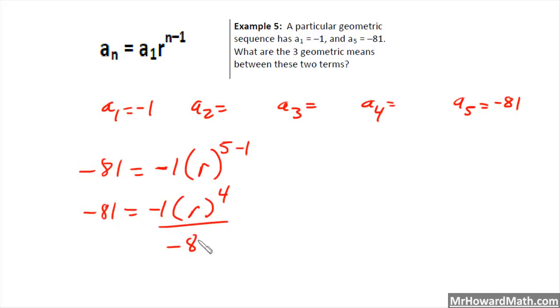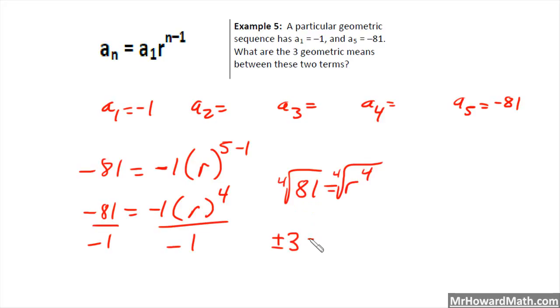So divide by negative 1, and we get 81 is equal to r to the fourth. So we take the fourth root of both sides, and the fourth root of 81 happens to be 3. Whenever you take an even root in your algebraic process, you have to include the plus or minus. So our common ratio is both positive and negative 3. So we're going to have multiple sets of answers here. So I'm going to make one list with r equal to 3, and I'm going to make another list with r equal to negative 3.